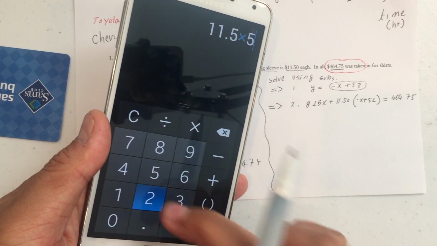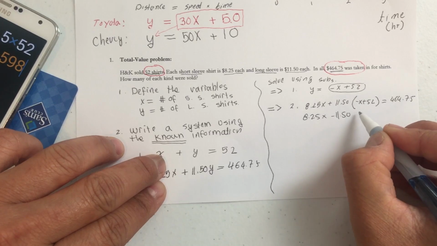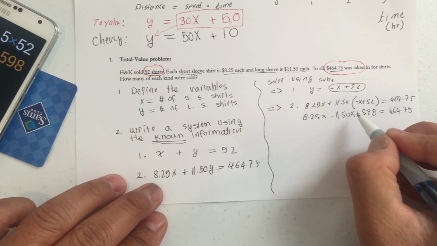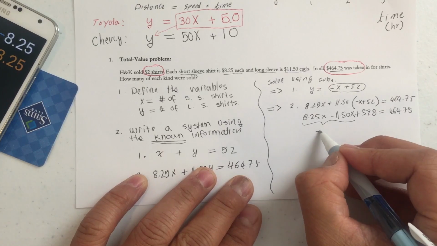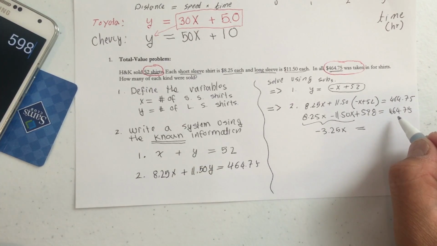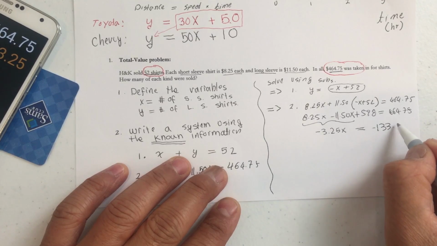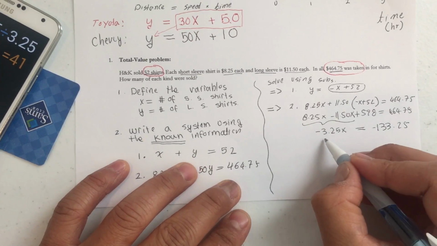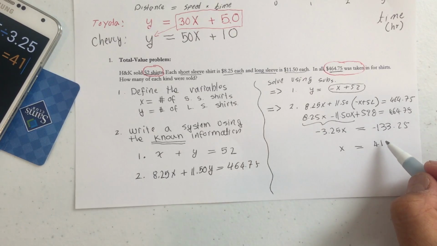So 11.5 times 52 brings it to 598. So 8.25x minus 11.50x plus 598 equals 464.75. Combining these, that gives us negative 3.25x. And then we're going to subtract 598 from both sides. So 464.75 minus 598 gives us negative 133.25. And then if we divide that by negative 3.25, that brings us to 41, which tells us that 41 short sleeve shirts were sold.